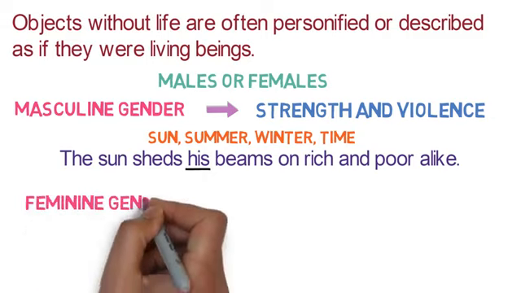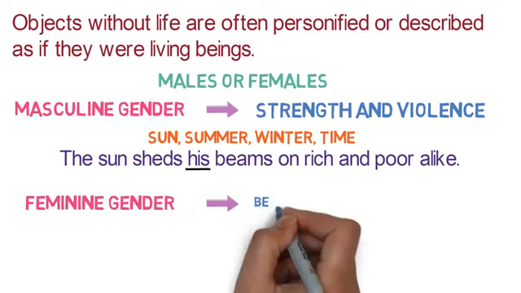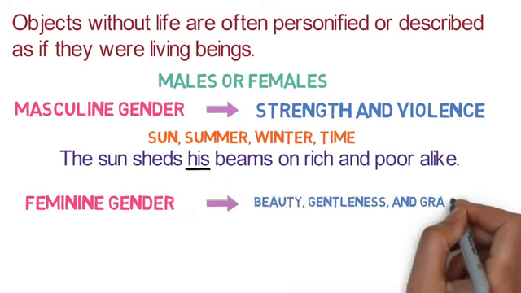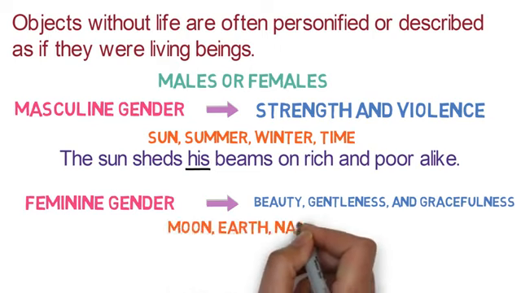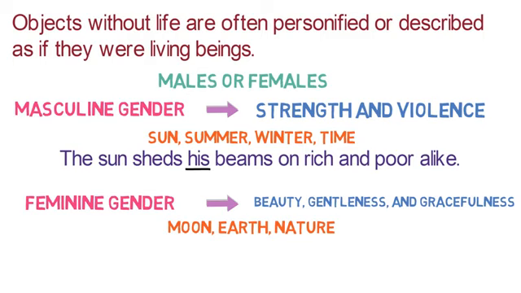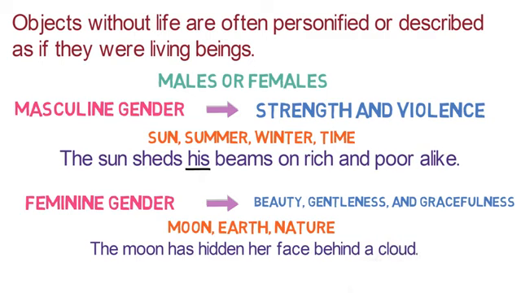The feminine gender is sometimes applied to objects remarkable for beauty, gentleness, and gracefulness. For example, moon, earth, nature. For example, the moon has hidden her face behind a cloud. Here we have used her as a feminine word for the moon. Mostly you will see this type of sentences in poetry only.